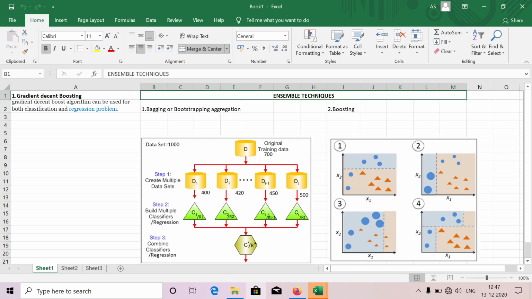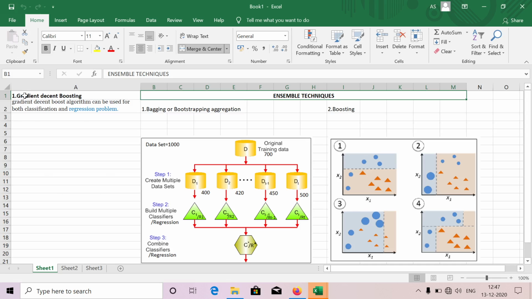For example, in the case of linear regression, logistic regression, or decision tree, anywhere we are using only one model for the training or prediction. But in the case of ensemble techniques, we are using multiple models for the training and also prediction to get the highest prediction power. That's why we are going for these ensemble techniques.